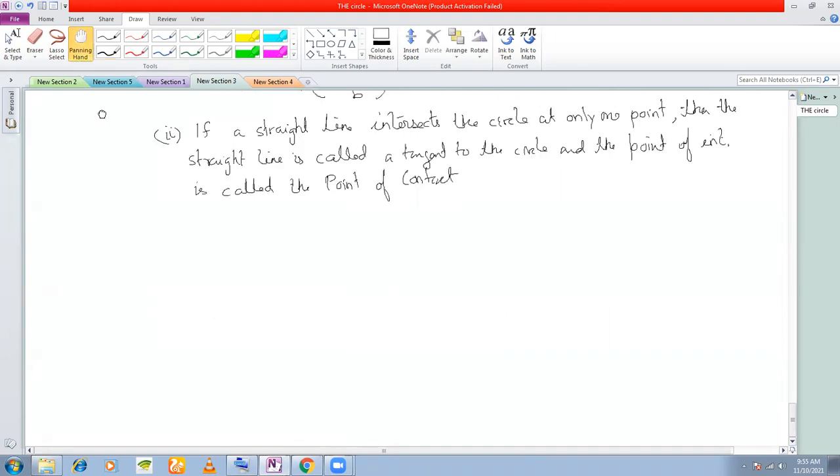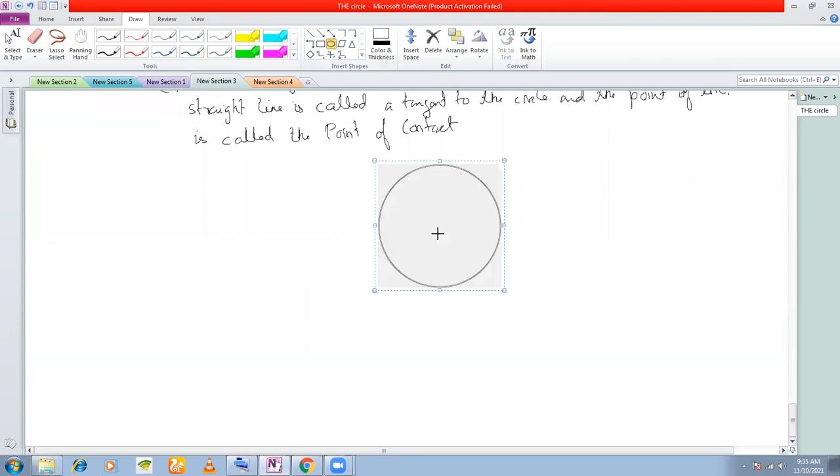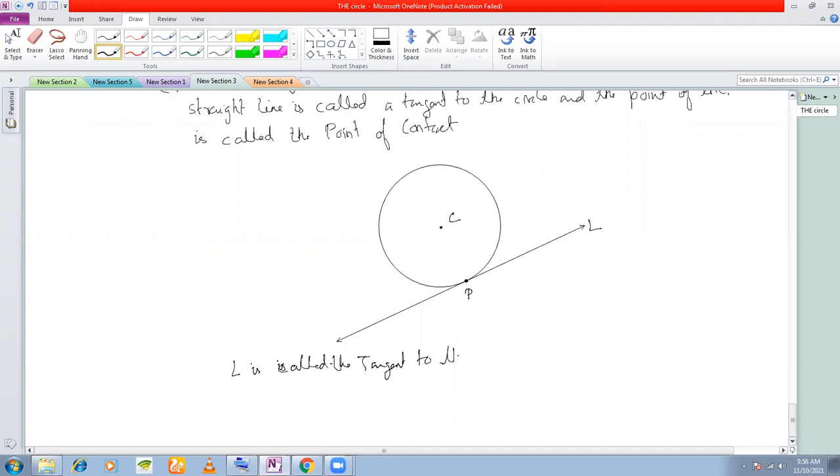Okay. So if you have a circle in which, suppose this straight line intersects this circle at only 1 point, okay, say P, and this is your center C. In this case, the straight line L is called the tangent to the circle with center C, and P is called the point of contact of the tangent, obviously.